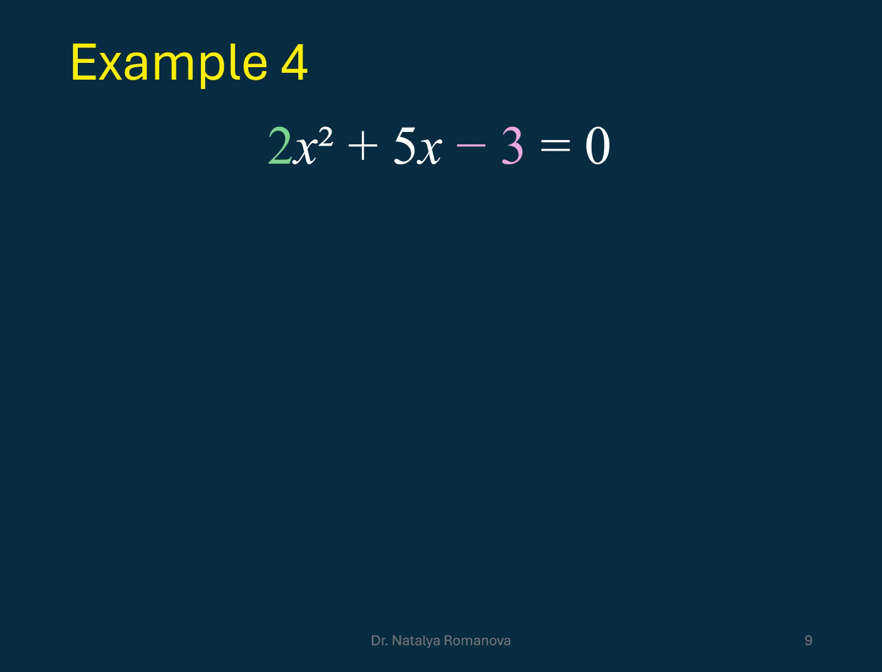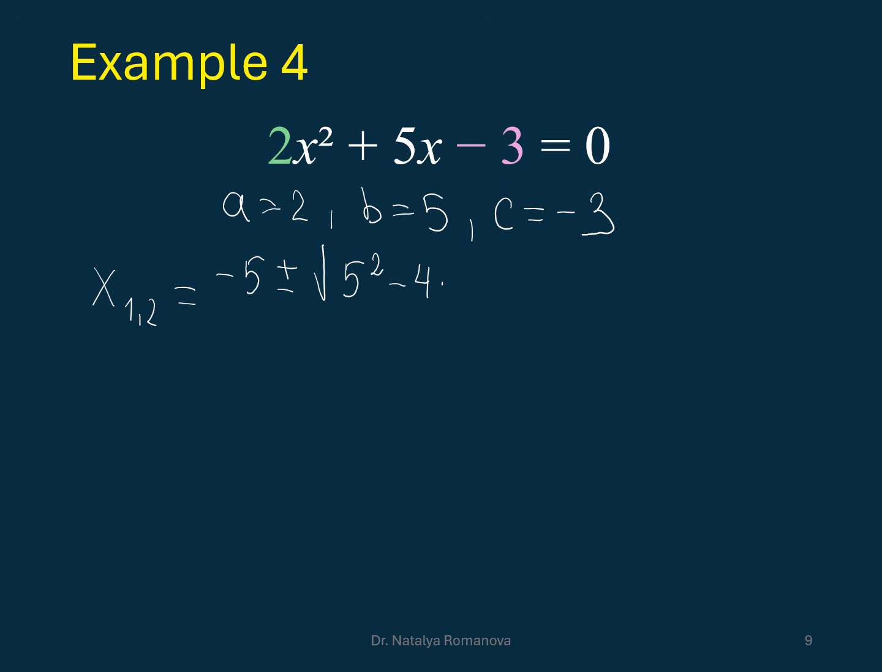Example 4. 2x squared plus 5x minus 3 equals 0. Keep in mind, this time coefficient a is not equal to 1. So a equals 2, b equals 5, and c equals negative 3. Now we use the quadratic formula. Negative 5 plus minus square root of b squared, so 5 squared minus 4 times a times negative 3, divided by 2a, so 2 times 2.